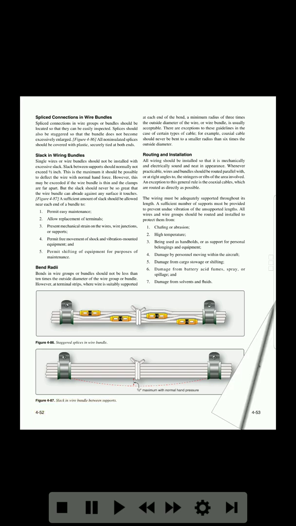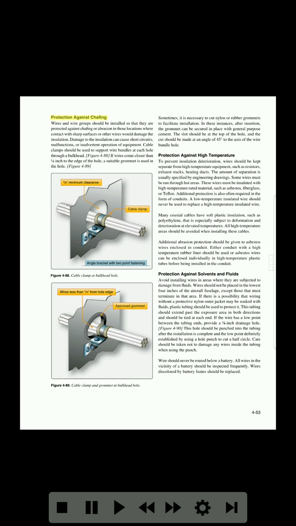4-52. Protection against chafing. Wires and wire groups should be installed so that they are protected against chafing or abrasion in those locations where contact with sharp surfaces or other wires would damage the insulation. Damage to the insulation can cause short circuits, malfunctions, or inadvertent operation of equipment. Cable clamps should be used to support wire bundles at each hole through a bulkhead. Figure 4-88. If wires come closer than 1/4 inch to the edge of the hole, a suitable grommet is used in the hole. Figure 4-89.